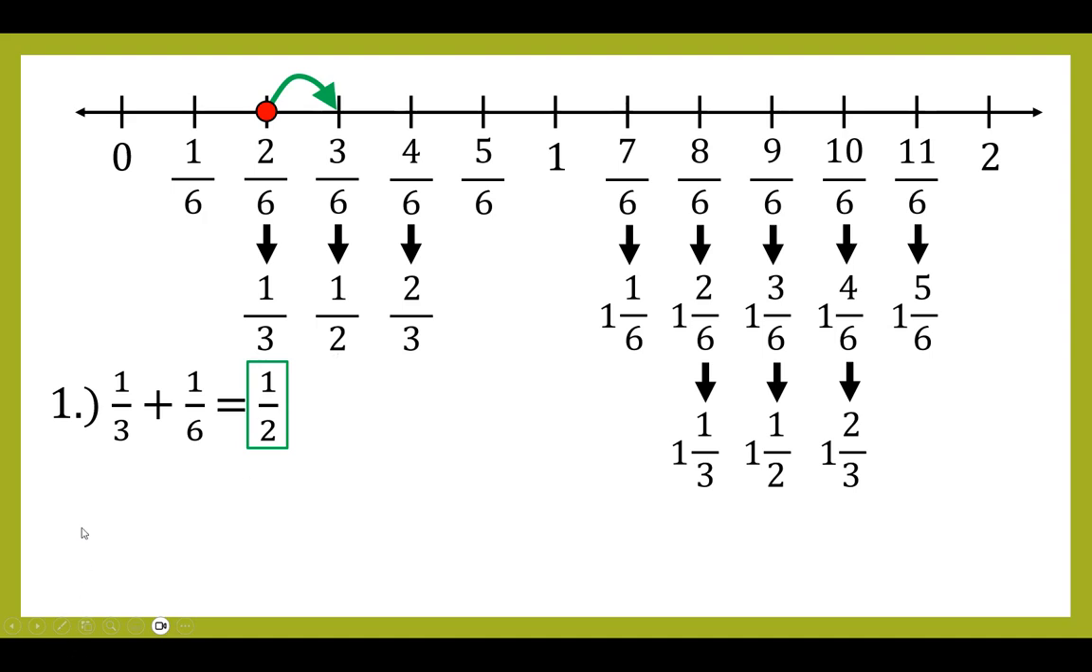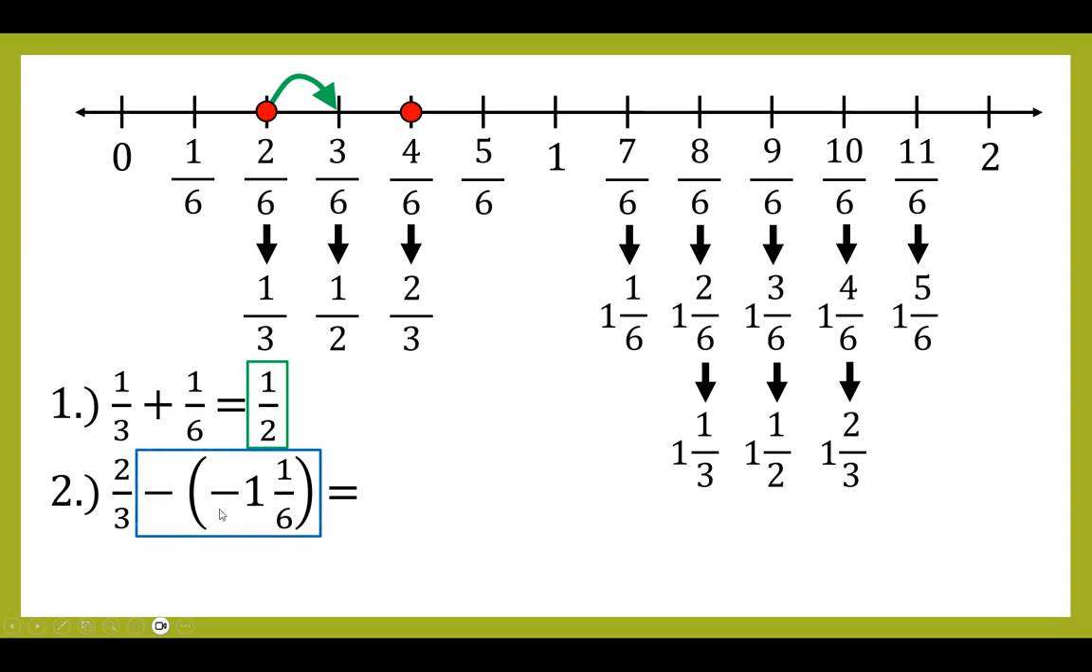Okay, so let's look at problem number 2. I have 2/3 minus negative 1 and 1/6. So here I am subtracting a negative. So I'm going to first locate 2/3 on the number line. So I can see that 2/3 is right here. So I'm going to go up and put a dot. And then again, I am subtracting a negative. So think about that. If I'm subtracting a negative, that means it's actually becoming more positive. So I want to be moving to the right, okay?